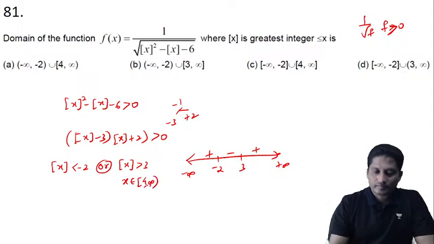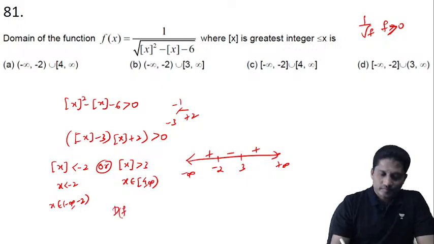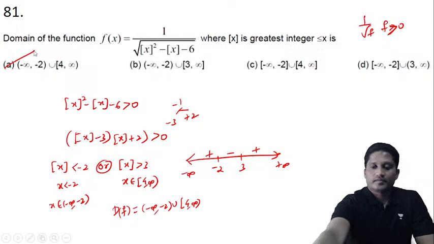This is 1. X is less than minus 2 means box x is less than minus 2 means x is less than minus 2. X belongs to minus infinity to minus 2. So domain of f will be equal to minus infinity to minus 2 union with 4 to infinity. That's the answer, guys. Answer is option A.